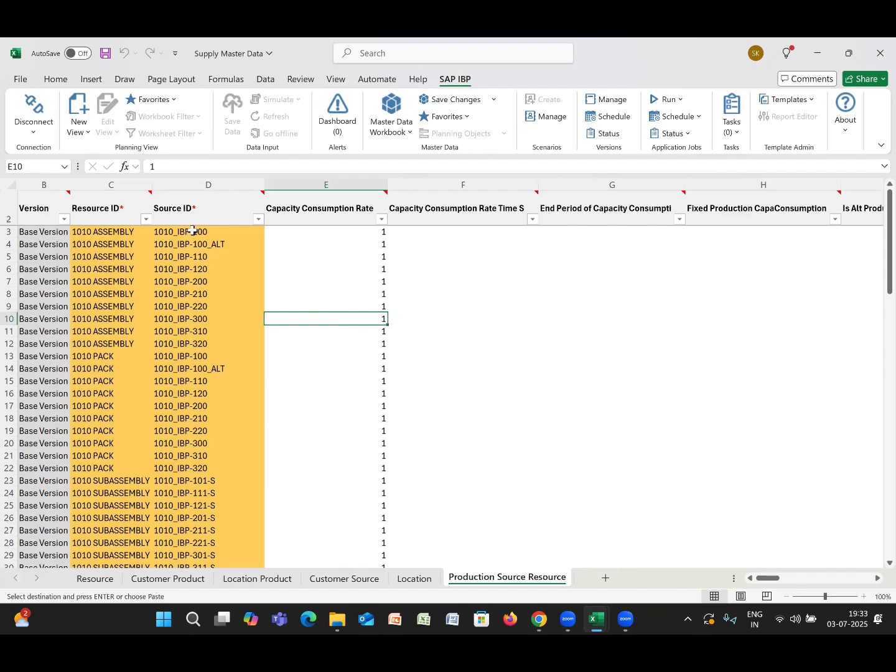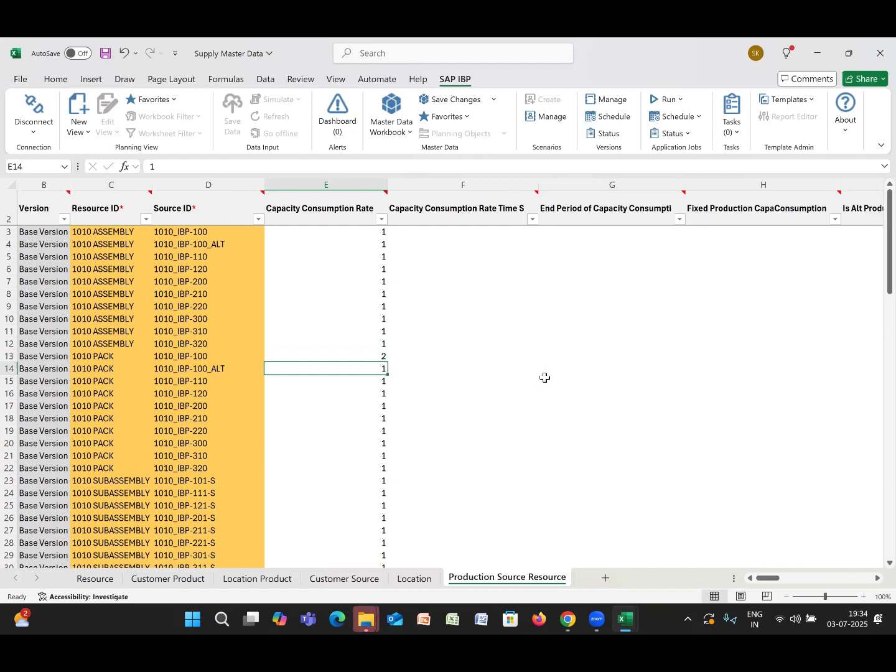So IBP 100 at 1010 assembly requires 1 hour. And how does it understand that one quantity of FG requires 1 hour? Because in the production source header, oh, by mistake, I removed the production source header. Because in the production source header, the output quantity is maintained as 1. If you maintain output quantity in production source header as 2, then it means that to produce 2 quantity of that FG, I need 1 hour. Because it is 1 there, that's why it indicates that one quantity of FG requires 1 hour of this machine. Similarly, 1010 pack, one quantity of the FG requires 1 hour of pack.